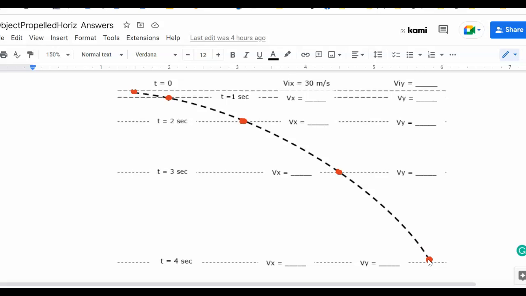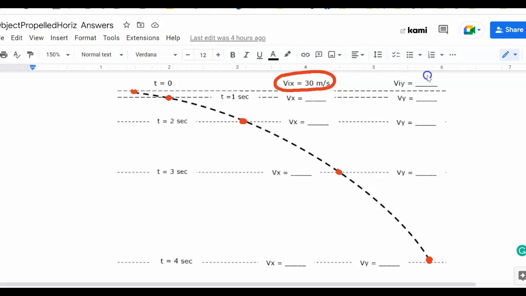Now, we're told that Vix equals 30 meters per second. What does that even mean? V stands for velocity, i stands for initial, and x stands for horizontal, right? So someone threw the ball pretty fast, 30 meters per second. It must have been a machine, because that's really, really fast. Okay, and then we look at the ball at all different positions. I asked you for the Vix and the Viy.